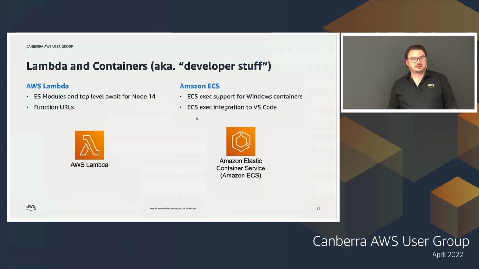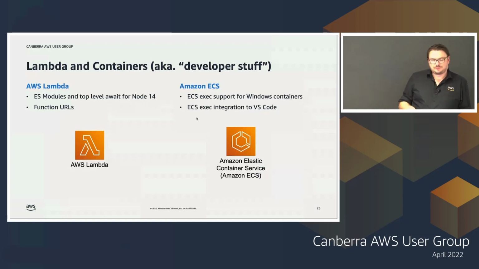All right, let's talk developer stuff for a little bit. So, two services that have had some recent quality of life improvements that I wanted to talk through. First of all, updates for AWS Lambda. The first one here was around support for ES modules and a top-level await for Node 14. I'll flick across to a demo to give you a bit of an example of what that means and why it's important. And the second one was around function URLs. This is super useful for anyone who wants to just call a URL and have a Lambda function run without having to set up an API gateway and all the things that go along with it.